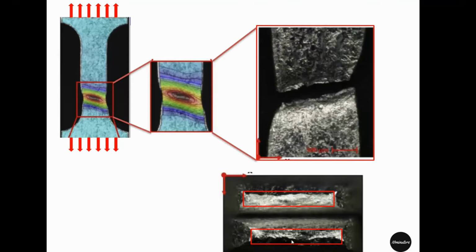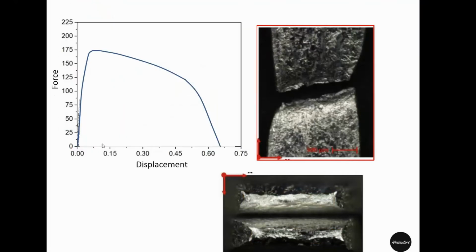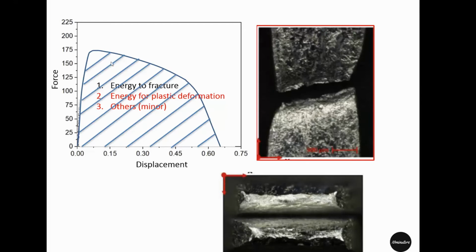Here, force multiplied by displacement is energy. Energy required for this test includes fracture energy. Also, this plastic energy for the plastic deformation which happens a little away from these fracture surfaces. And there are other minor sources of energy. So the energy required for this test can be found by integrating this force displacement curve.